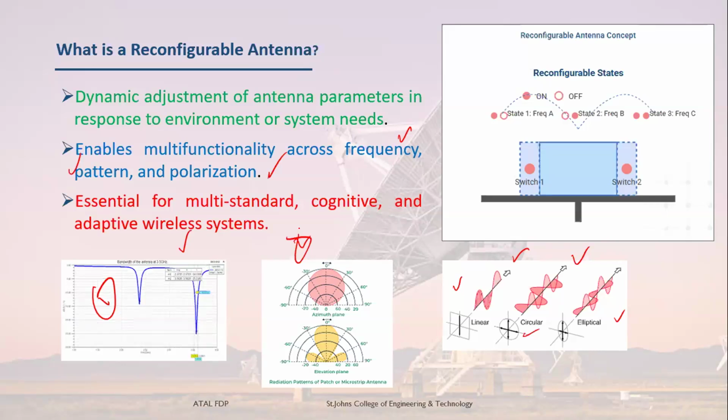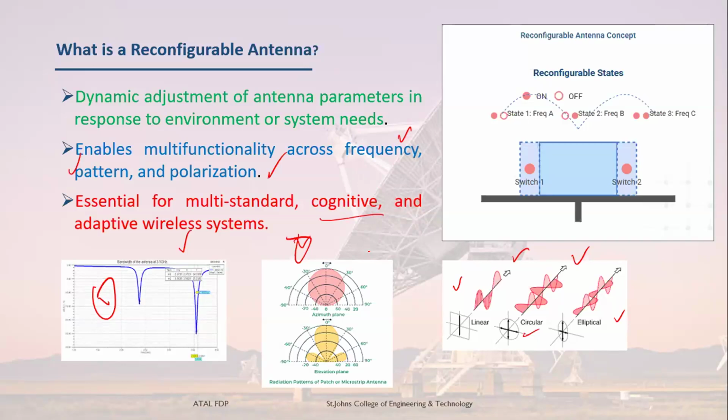These are used in multi-standard, cognitive, and adaptive wireless systems. This concept is very essential for them. What do you mean by multi-standard? A system can operate at different frequencies. You might have heard about cognitive radio. It is for effective use of spectrum. Spectrum is a limited resource; we don't have large bandwidth, we have limited bandwidth. You are supposed to use that spectrum effectively.